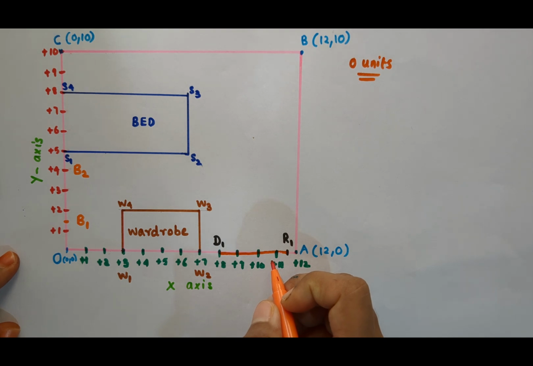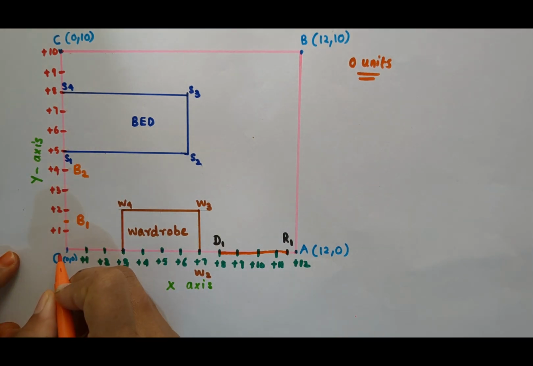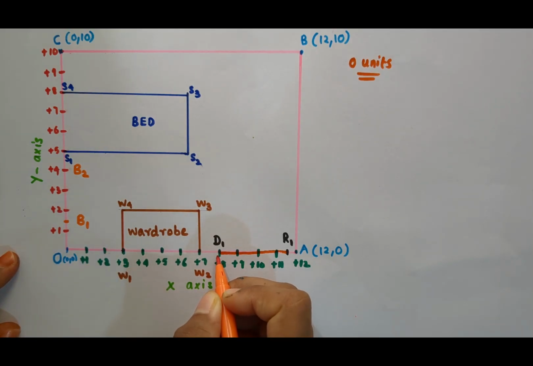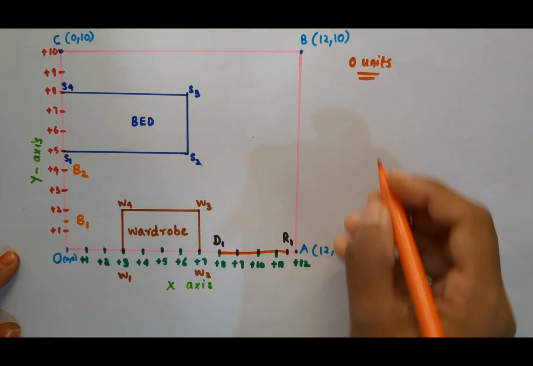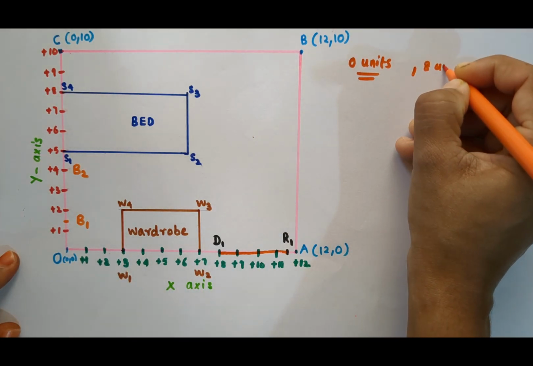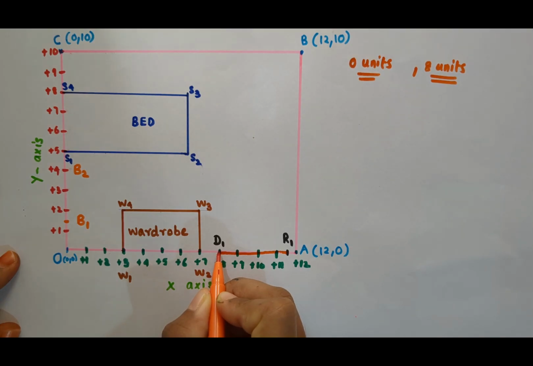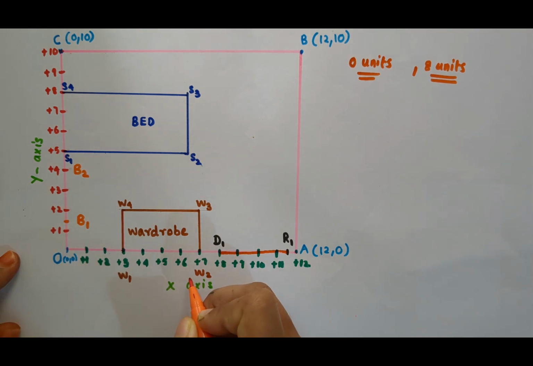Now, when we consider the distance from the y-axis or the left wall, the door begins at this point D1, which is 8 units away from the y-axis. So from the y-axis, the distance to this door is 8 units because the door begins here. Its x value is 8. So it is 8 units away from the y-axis.